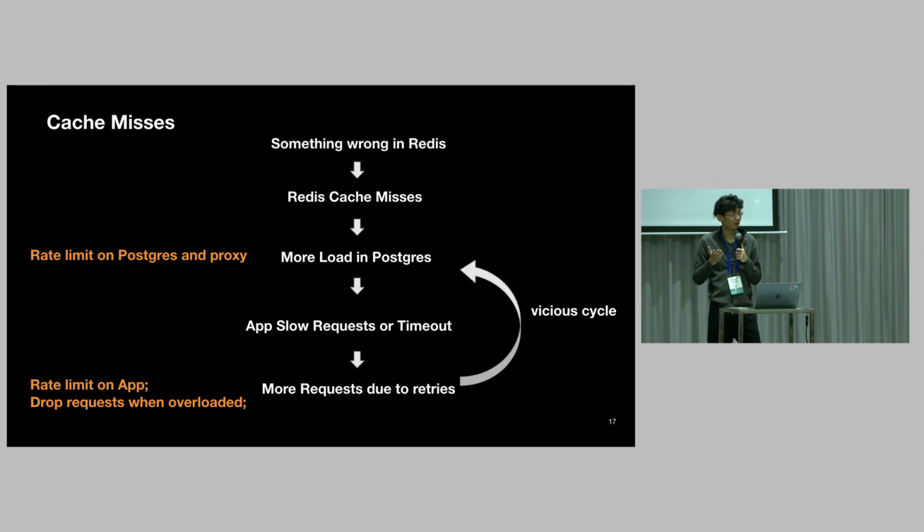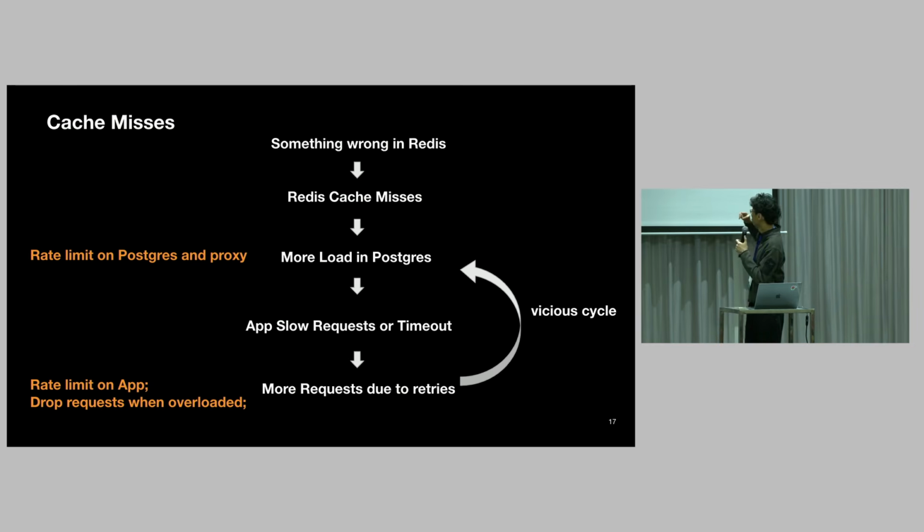I think previously we tried a timeout, a very small timeout. The client will retry very frequently, and I think we increased that time a little bit. And also, more importantly, we have rate limiting on the application. So if there are many requests in the application layer, we just drop those requests when overloaded.